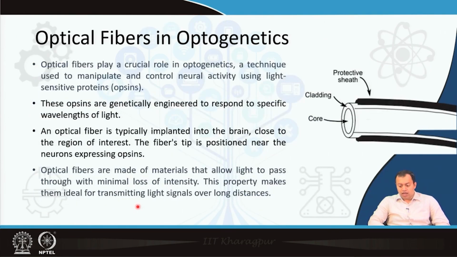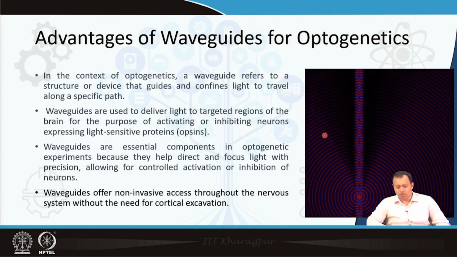So, well, optical fiber is the best option thus far that we have. These opsins are genetically engineered to respond to specific wavelengths of light. Optical fiber is typically implanted into the brain close to the region of interest. The fiber tip is positioned near the neurons expressing opsins. Optical fibers are made up of materials that allow light to pass through. We have discussed optical fiber before.